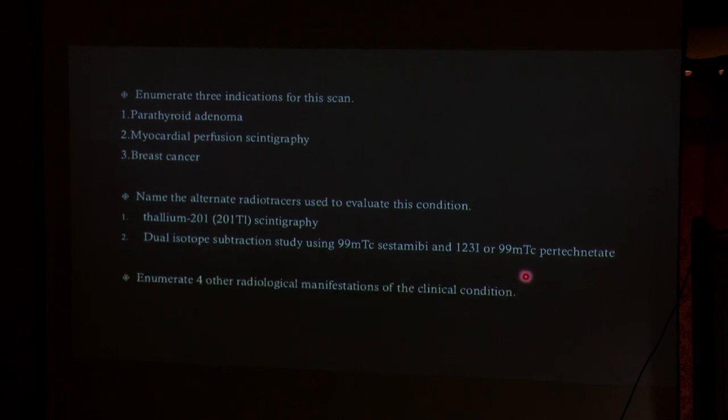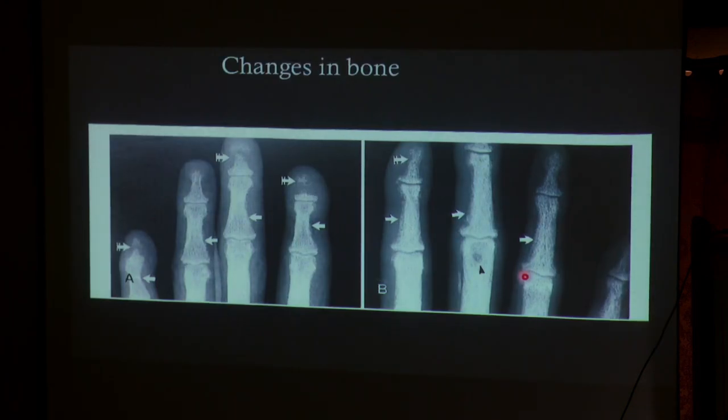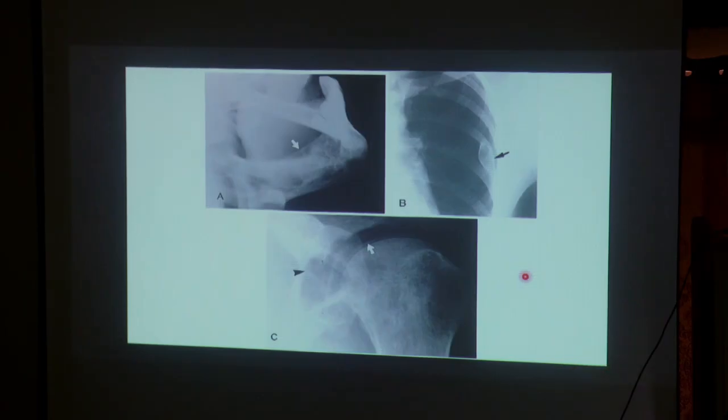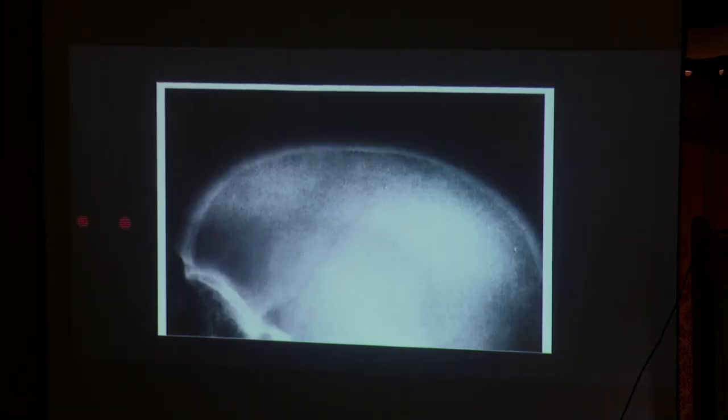The other radiological features, I think all of us know: we have subperiosteal resorptions, and then we have the radial side erosions, and we have acroosteolysis. We have Brown's tumor which can be present, so we have the lytic lesions here, and the pepper pot skull, which is typical of this condition.